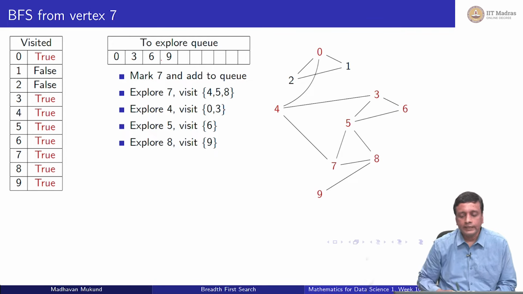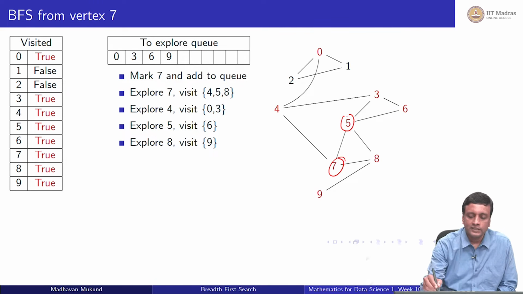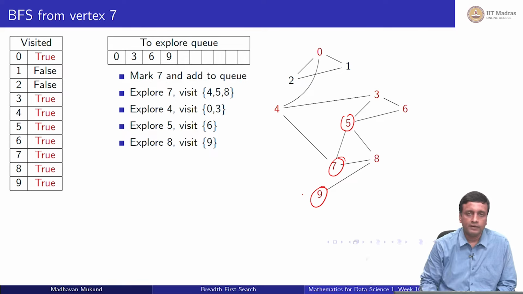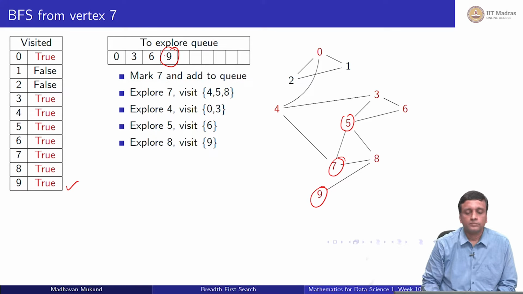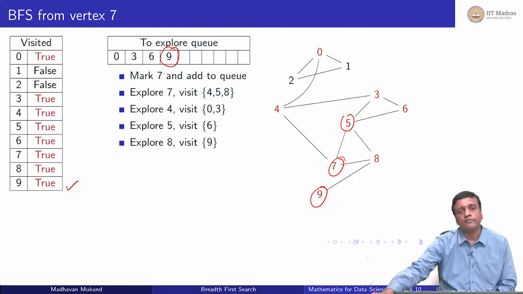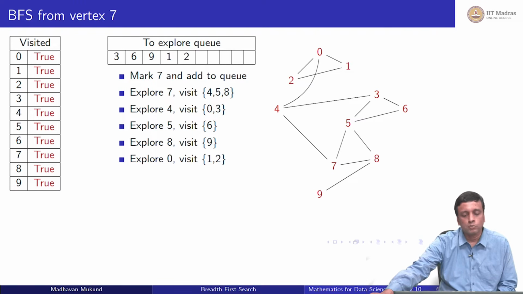Similarly, now I'll pick up 8. From 8 I have the neighbors 5, 7 and 9. But since 5 and 7 were already visited, what is added now is 9, and 9 gets put into the queue. So now I have finally finished the level 1 vertices in the queue and I have come to 0, which was added at level 2. So I explore 0.